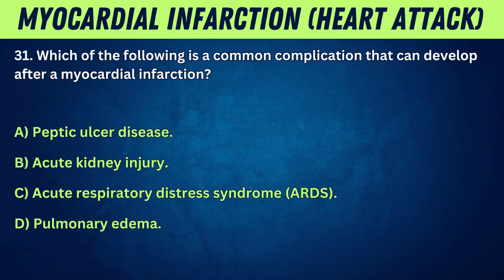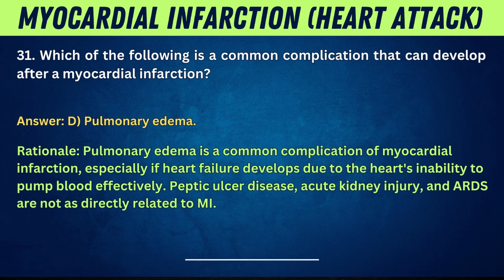31. Which of the following is a common complication that can develop after a myocardial infarction? A. Peptic ulcer disease. B. Acute kidney injury. C. Acute respiratory distress syndrome, ARDS. D. Pulmonary edema. Answer. D. Pulmonary edema. Rationale. Pulmonary edema is a common complication of myocardial infarction, especially if heart failure develops due to the heart's inability to pump blood effectively. Peptic ulcer disease, acute kidney injury, and ARDS are not as directly related to MI.